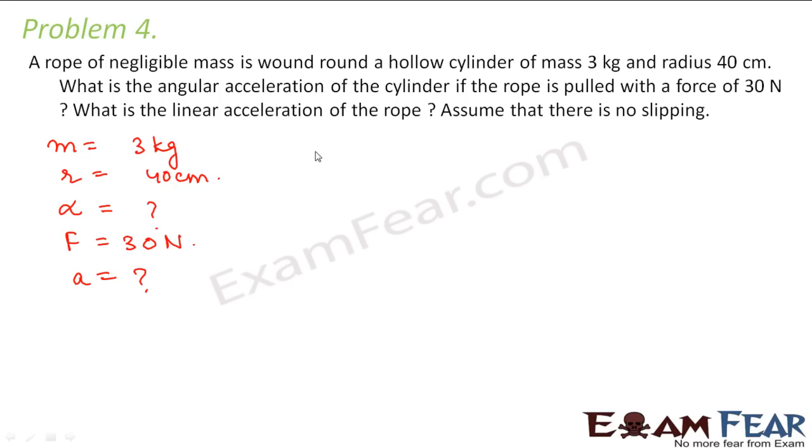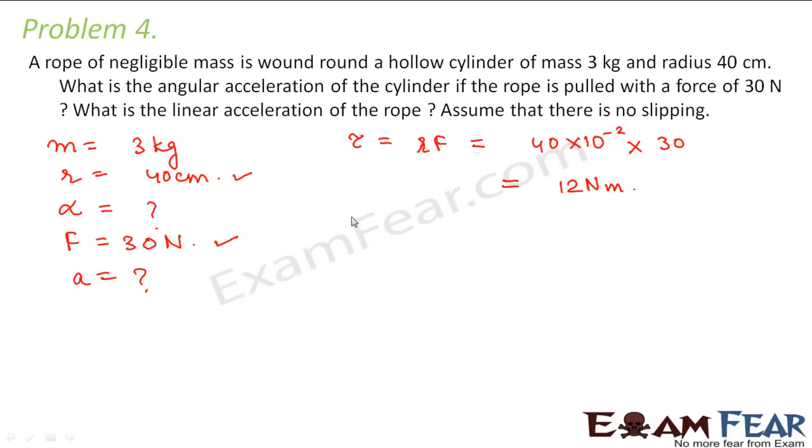Let us first try to calculate whatever is given in the problem. R is given, force is given. In order to calculate angular acceleration, we need to know the moment of inertia of the object and also the torque. So let us first calculate the torque. Torque is given by the cross product of the radius vector and the force. The magnitude of the torque would be R into F. R here is 40 centimeters, that is 40 into 10 to the power minus 2 meters, and F is 30 newtons. So torque comes out to be 12 newton meter.